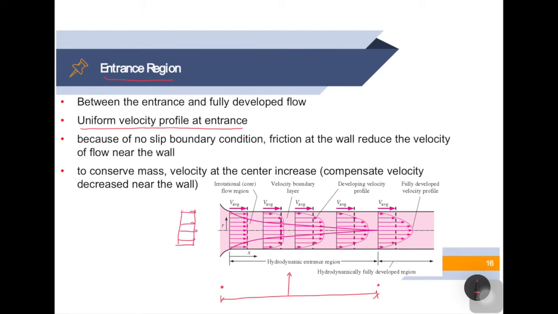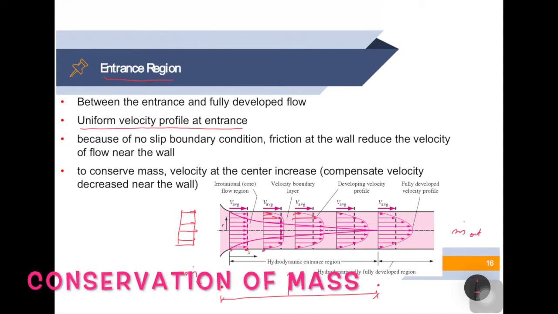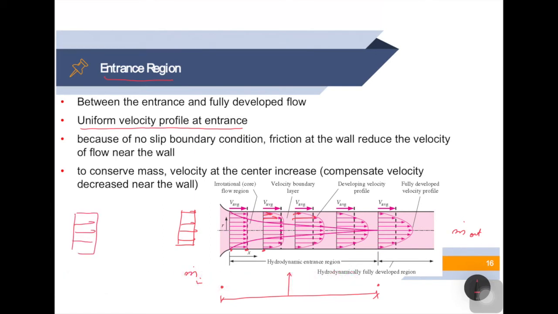Okay. Because of the no-slip condition, when the fluid strikes the boundary, the friction at the wall reduces the velocity, so the velocity is getting reduced. And to conserve the mass, the mass flow rate at the entrance and the mass flow rate at the outlet are the same. So to have the same amount of mass, the area under this curve, if I have this uniform velocity profile, and because there is some shearing occurring, a velocity profile of something like this develops. And in order to have the same mass flow rate, the area under this curve should be the same.